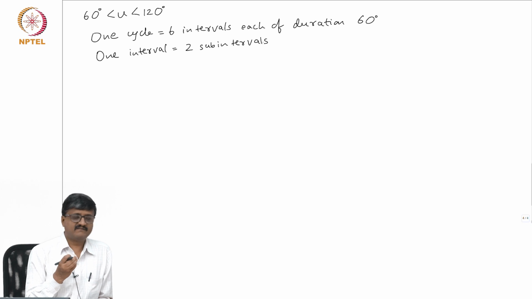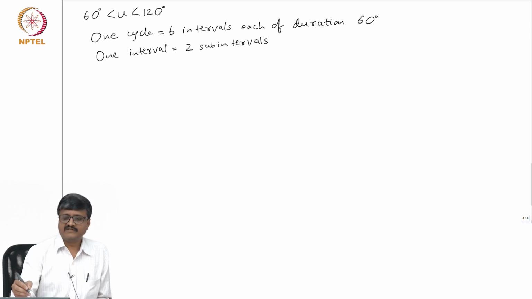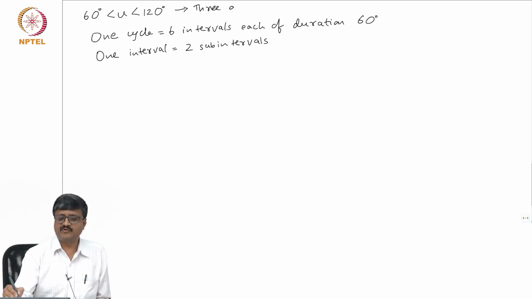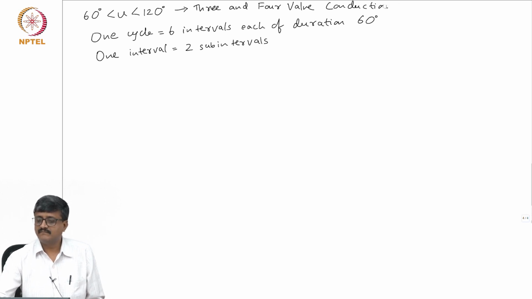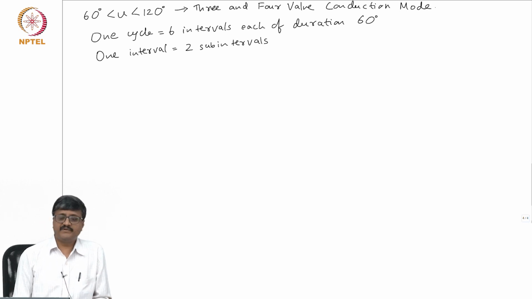At any instant either 4 valves conduct or 3 valves conduct. Now, that is true for any value of U between 60 and 120. So, this range of U corresponds to what is known as 3 and 4 valve conduction mode. So, the previous case of U less than 60 was 2 and 3 valve conduction mode. So, this is 3 and 4 valve conduction mode.